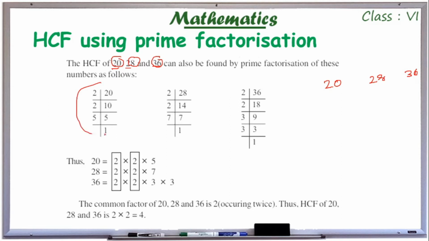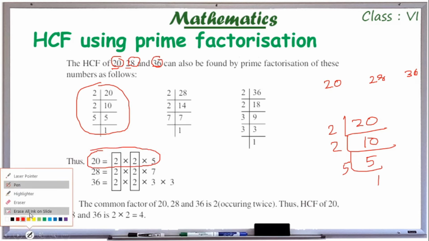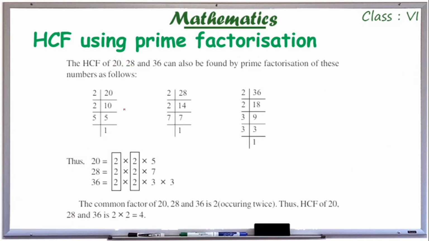So the 20 is factorized. For factorizing 20, I have to divide with 2, then also 2, then 5. So 2 into 2 into 5. 20 I can write it as 2 into 2 into 5. Okay, this is the first step, and then you have to prime factorize 28. If you don't know how to prime factorize, you have to watch the previous video. These videos are connected, so you will not understand this video until you have learned the previous things.